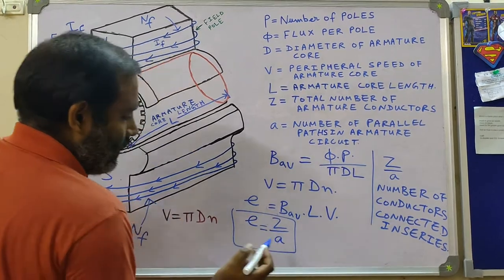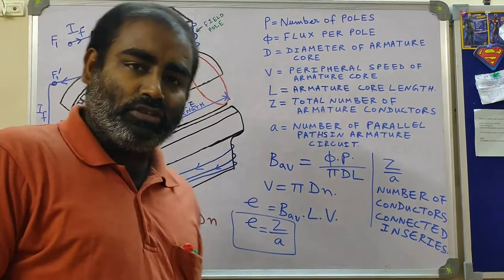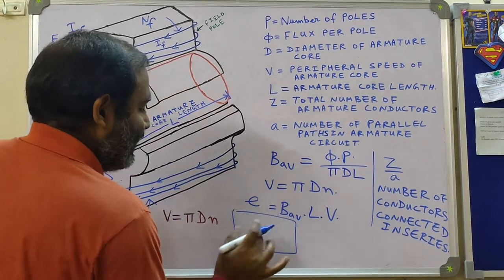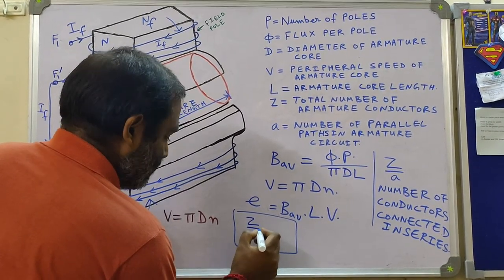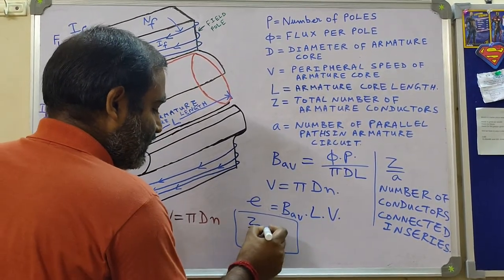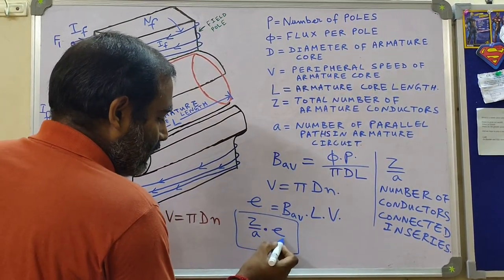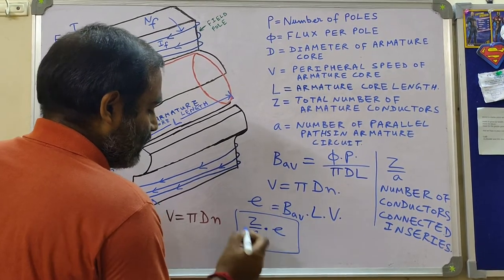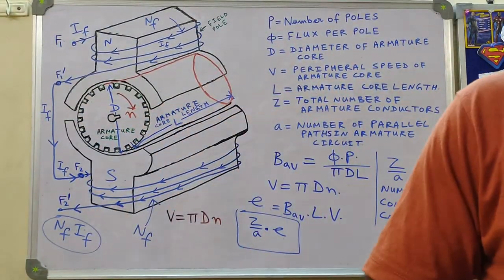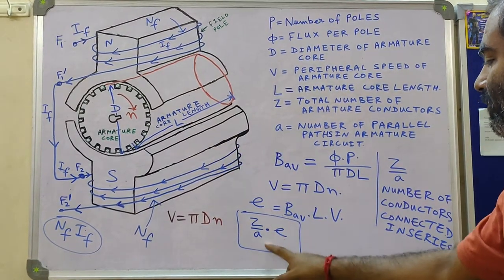Otherwise, you might have a tendency to cancel this A and this A. Let me write E. So, what is E? EMF induced in one conductor is given by B average LV. What I am saying now is that there are Z by A conductors in series, and the EMF induced in each conductor is E. So, the net EMF induced is the EMF induced in one conductor multiplied by the number of conductors connected in series. As we know, when EMF sources are connected in series, the values get added up. So, the EMF induced in the armature conductors is Z by A into E.